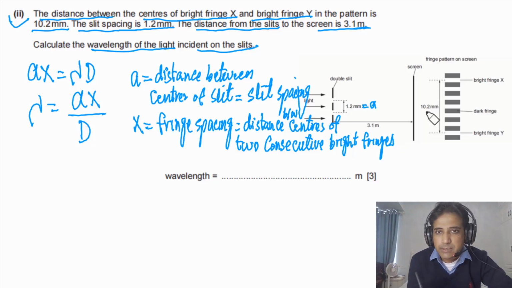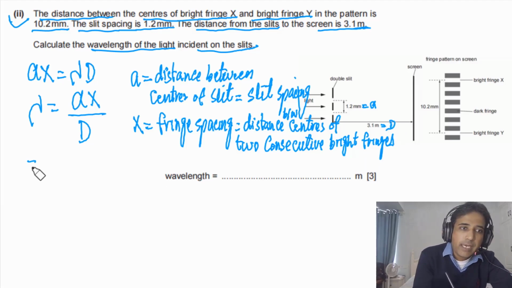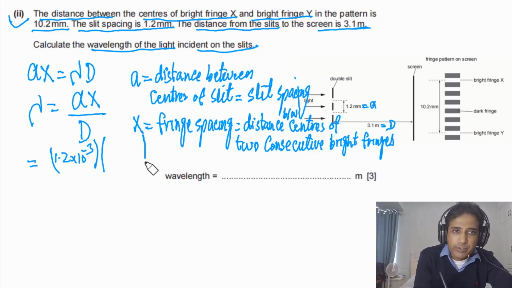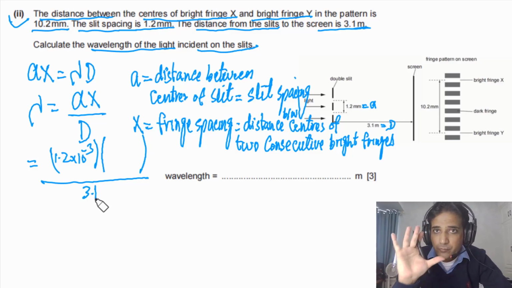But what is this distance? This is not x. And this distance between slit and screen, we call capital D. So here we have the value of a, that is 1.2 millimeters. But the value of x we need to find out. The value of D we have, that is 3.1 meters. So you have to be careful with units.